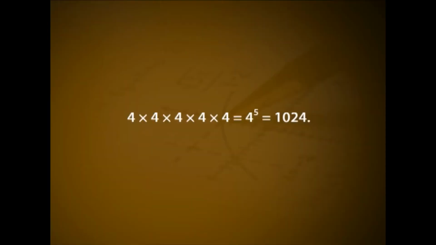Example: consider the situation where one posts 5 letters in 4 letter boxes. Each letter may be posted in 4 different ways, and so the total number of ways of posting is 4 into 4 into 4 into 4 into 4 equals 4 raised to 5 equals 1024.